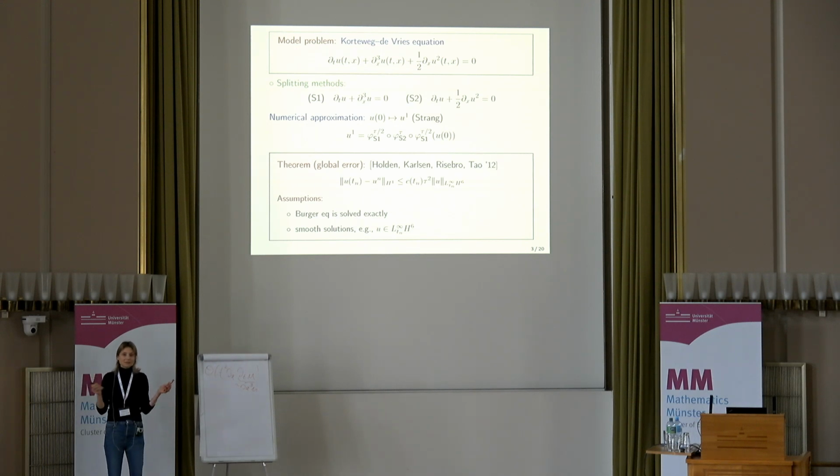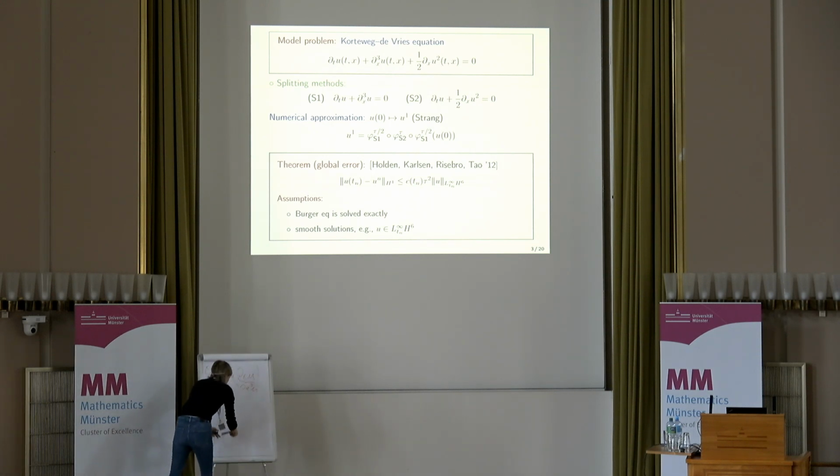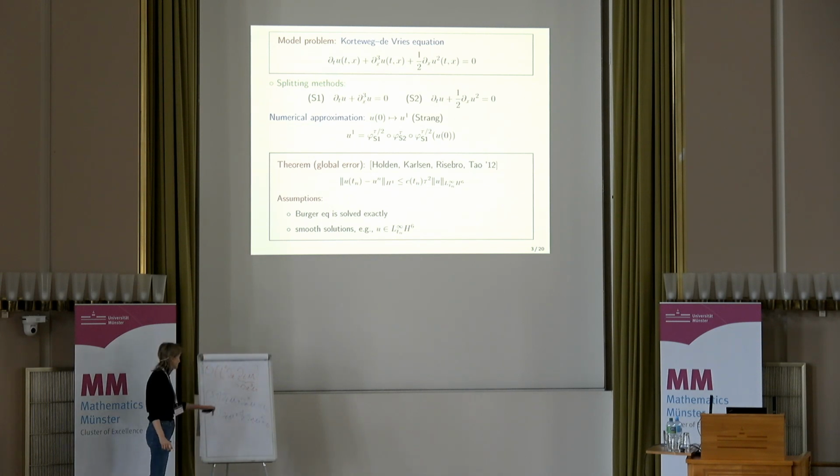We have KdV, so we have dx cube and we have a nonlinearity. And what we do is we split the two. Once we just consider the linear part, we solve dtu plus dx cube u is 0. And once we forget about the linear part and just solve the nonlinear part, okay? And so what happens if now, for instance, I write down the solution, so dtu plus dx cube u is 0, and the nonlinear part dtu plus 1/2 dx u square is 0.